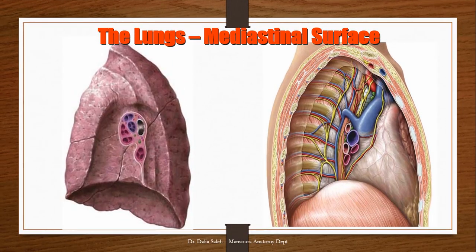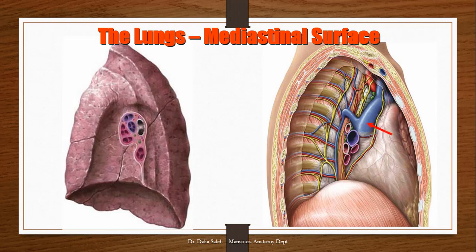The mediastinal surface of the right lung corresponds to the right side of the mediastinum. So if this is the right side of the heart, right atrium and right ventricle, this will give us a big depression in front of the hilum. We call it the pericardial depression. So it will be related to the right side of the heart.